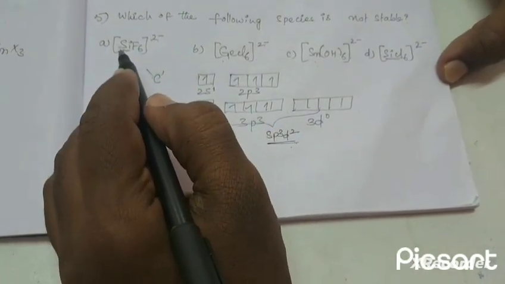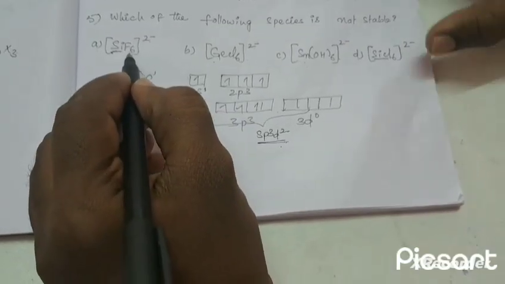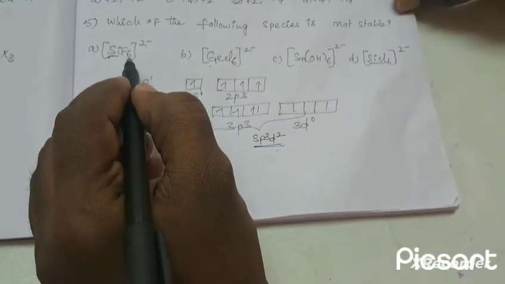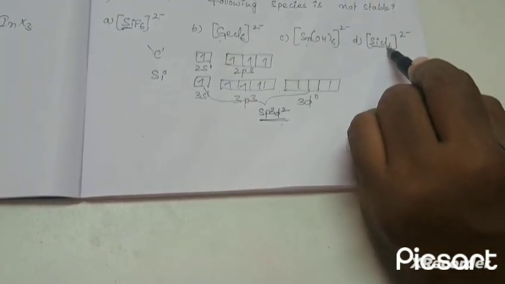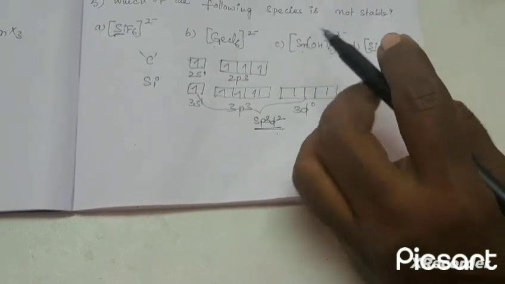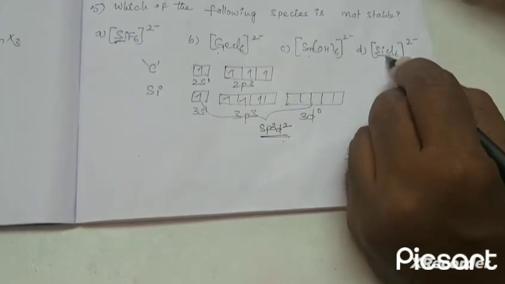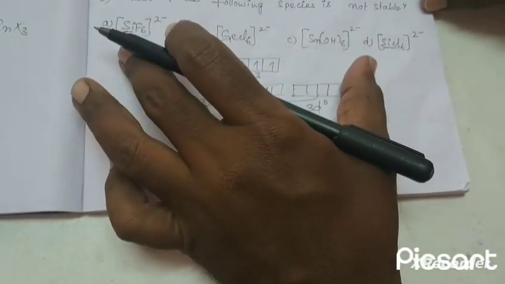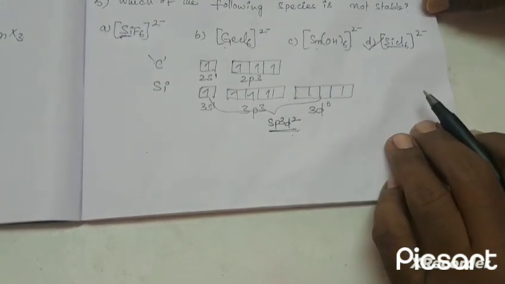The orbital size is matched between silicon and fluorine, whereas chlorine is larger in size and its electronegativity is less compared to fluorine, so SiCl6 is not a stable compound compared to those three. So option D is the correct answer.